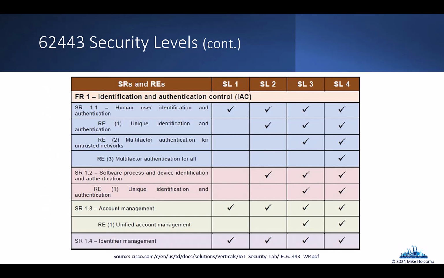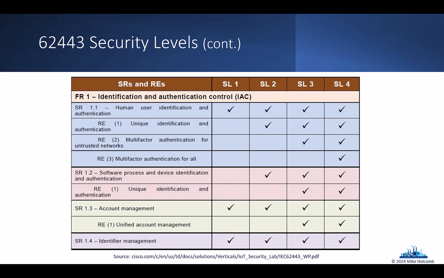So where that rolls up into is, and this is an example that came from one of the Cisco documents that I thought was a fairly good example, it gives you an idea of taking foundational requirements, in this case identification and authentication controls. So we have requirements for how we identify people as they come onto the network, using things like usernames and passwords or multi-factor authentication for stronger security. And then how we map that to the security level.